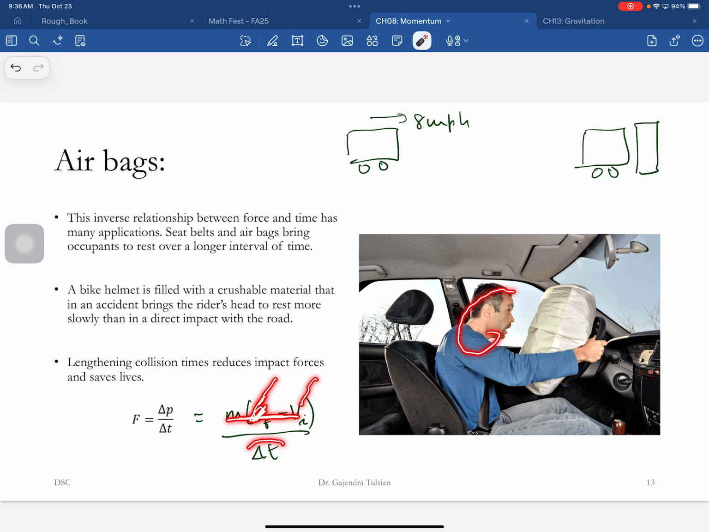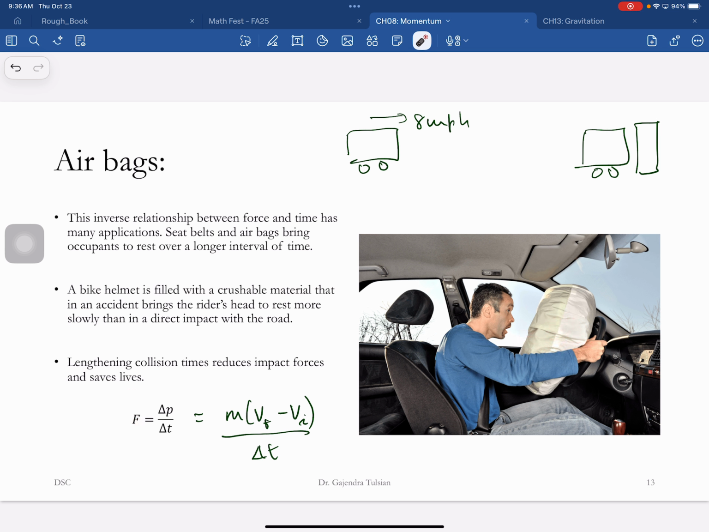If you get stopped very fast, if this delta t is small, then the force on you is large. So if you don't want to get hurt and you want the forces to be small on you, what do you need to do? You need to stop over a long time. The longer the stopping time, the smaller the force and the smaller the damage. That's what this airbag does. It stops you over a larger distance and a larger time, so you get hurt less.